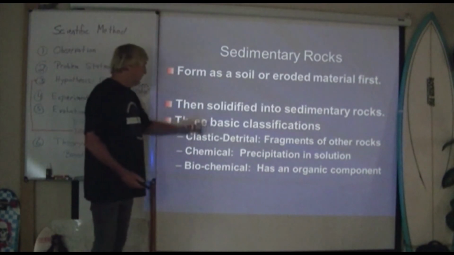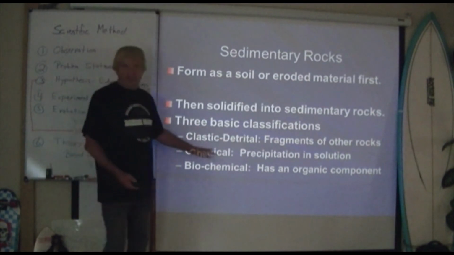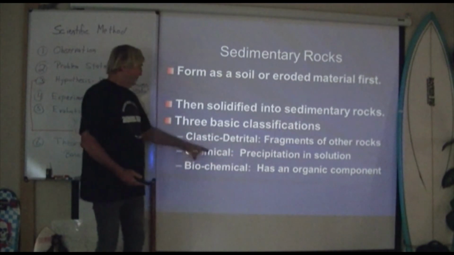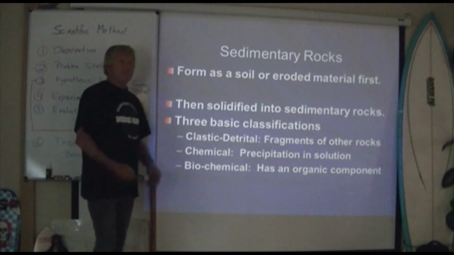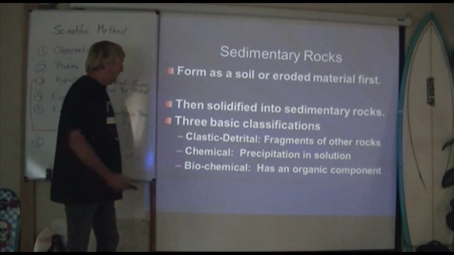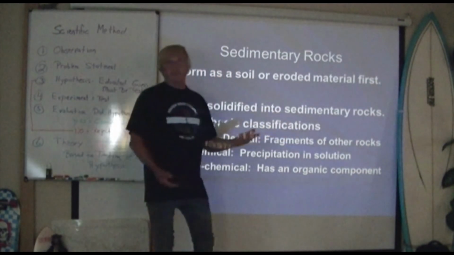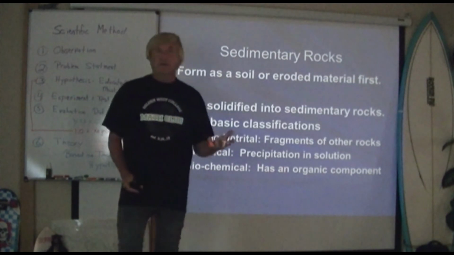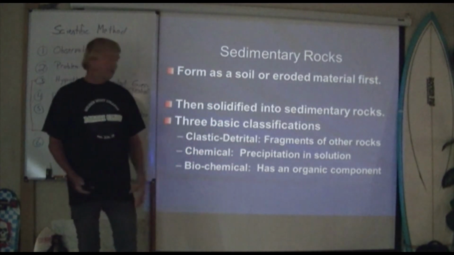And there's three classifications of sedimentary rocks. There's clastic or detrital. So the Greeks tried to get into sedimentary rocks too. Detrital is a Greek word meaning dirt. Clastic is an English word, simply means fragments of other material. And that's what most sedimentary rocks are. They're fragments of other rocks. So a sandstone is fragments of sand, quartz grains that came from a granite.